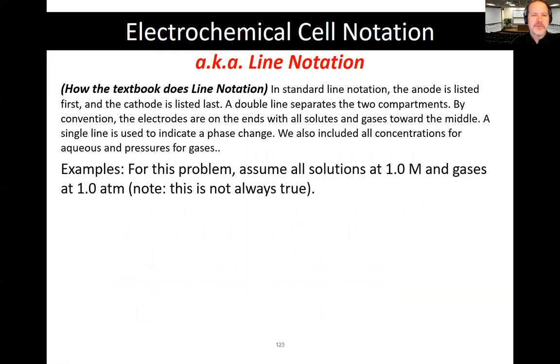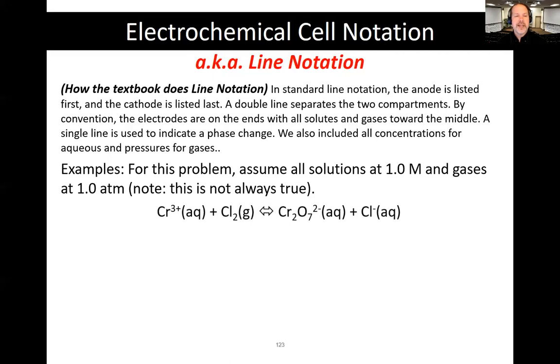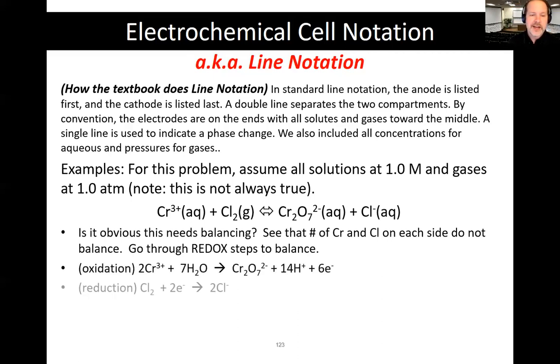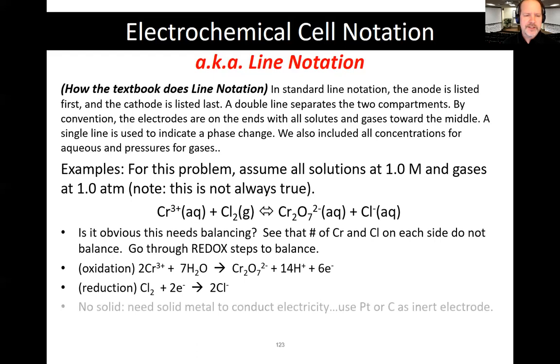Let me see if I can give you a few more examples here. Let's say you're dealing with a situation where you've got 1 molar solutions and gases are at 1 atmosphere. And let's say that's all you're dealing with here, aqueous and gaseous materials. Well, who's oxidizing, who's reducing? Well, I'm going to assume you already know how to do that. I'm just going to give you the oxidation half reaction and the reduction half reaction, fairly balanced for the most part here, except for the number of electrons.